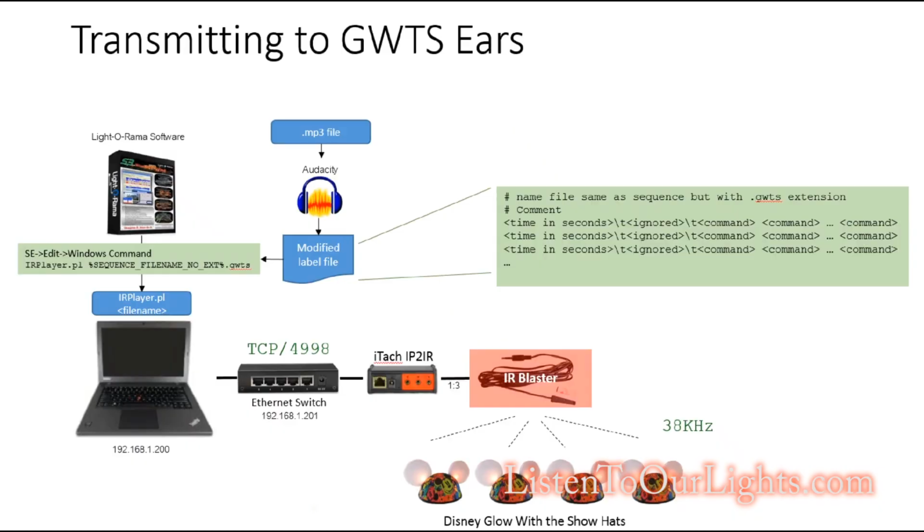So what we do here is we load up an MP3 file, and the goal is to generate a label file. We take that label file and we have the time in seconds, and then we have a second column that's ignored, and then we add the various command effects that we want to send to the glow-with-the-show hats.